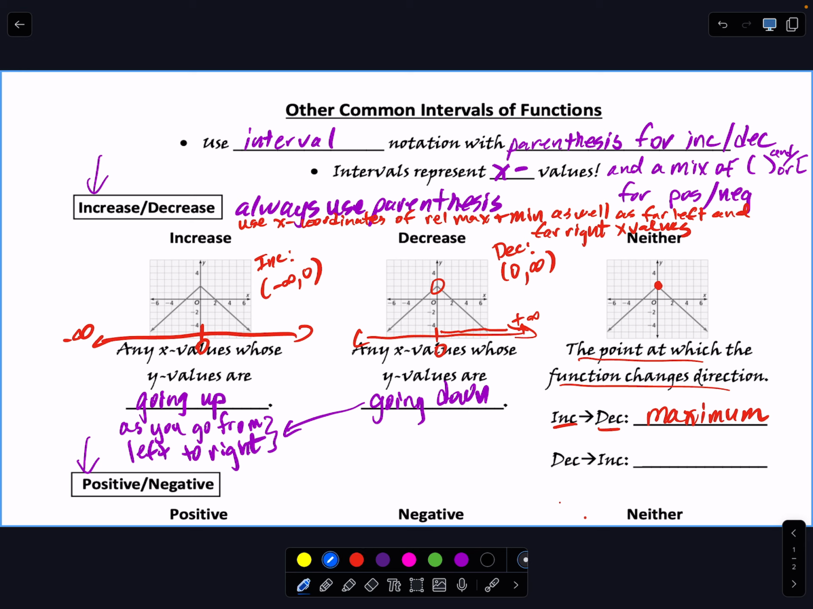On the other hand, if you have some graph such as this, and we start on the left, and this is going down, down, down, and it changes to up, up, up. It changes from decreasing to increasing as you go from left to right. That is going to produce a minimum.